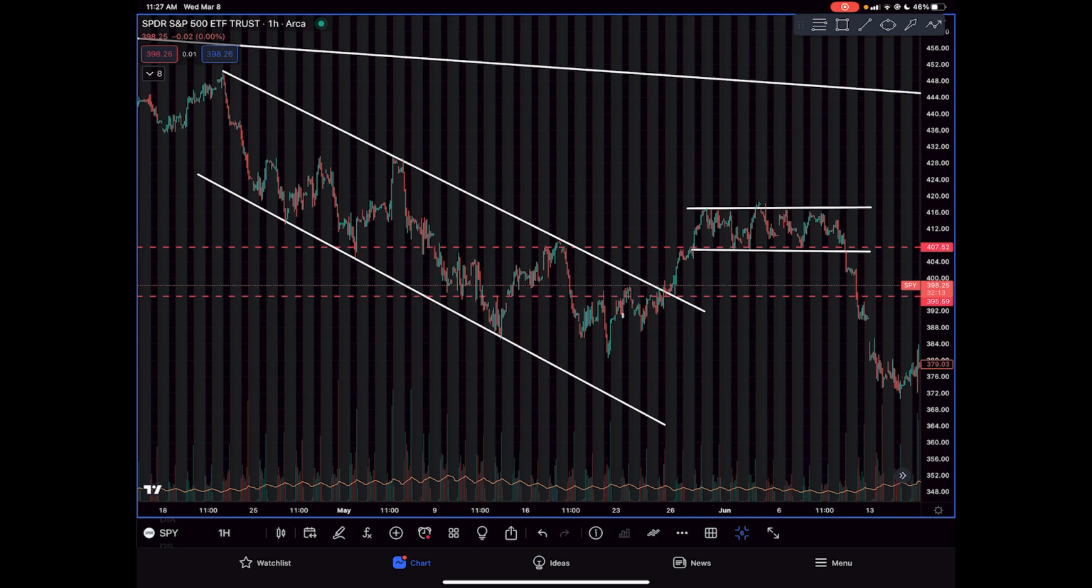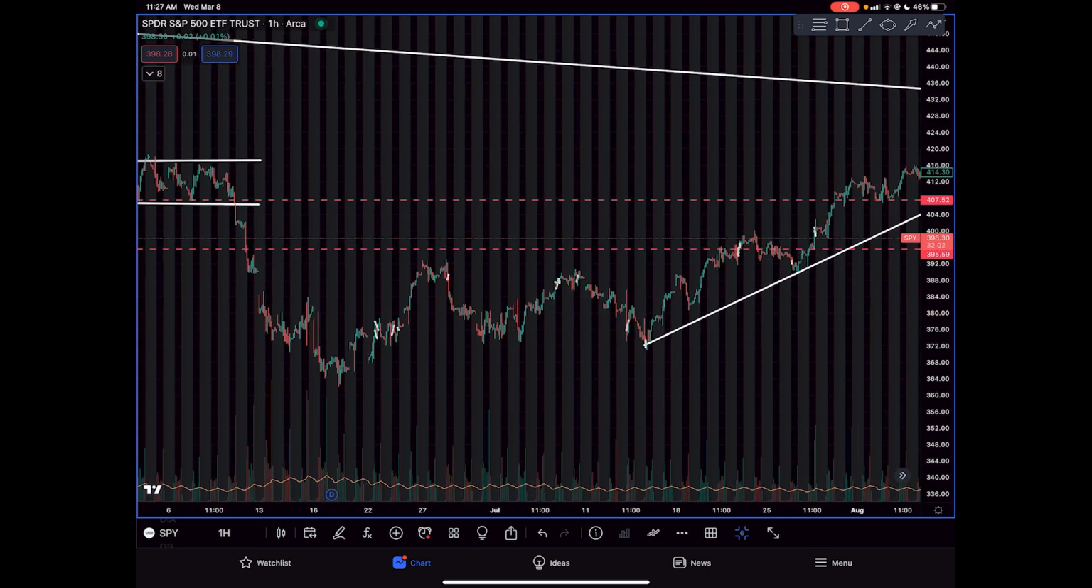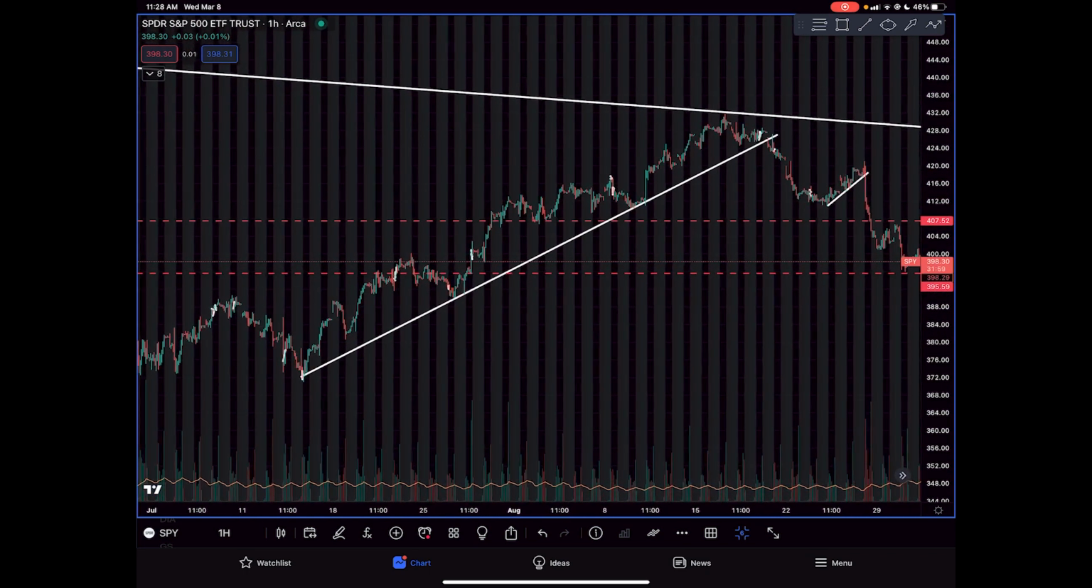So we went over range trading, which was this support resistance here. We went over downtrend trading, which is this downtrend channel here. Now we're gonna look for an uptrend, which I already have one drawn out here.